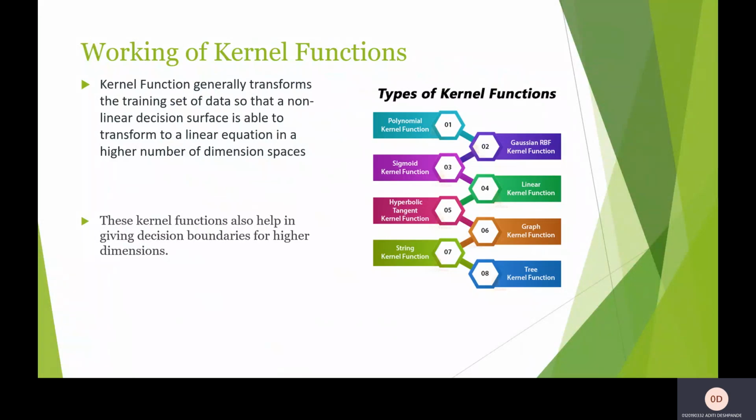The value can be any type of kernel from linear to polynomial. If the value of the kernel is linear, then the decision boundary would be linear and two-dimensional. These kernel functions also help in giving decision boundaries for higher dimensions. We do not need to do complex calculations. The kernel function does all the hard work. We just have to give the input and use the appropriate kernel.